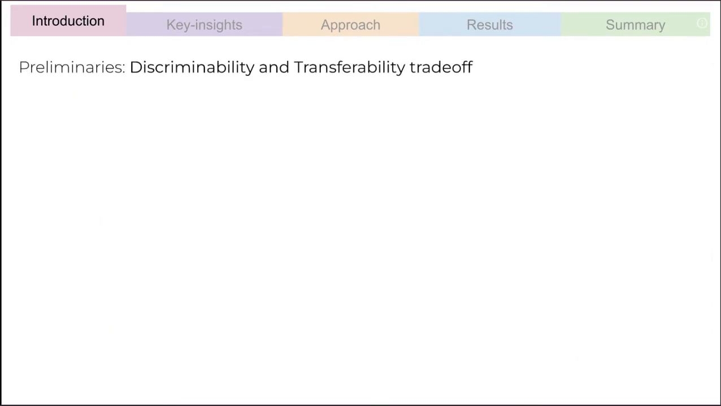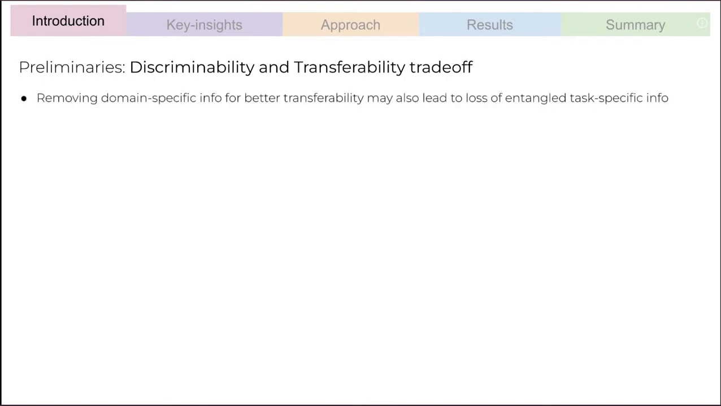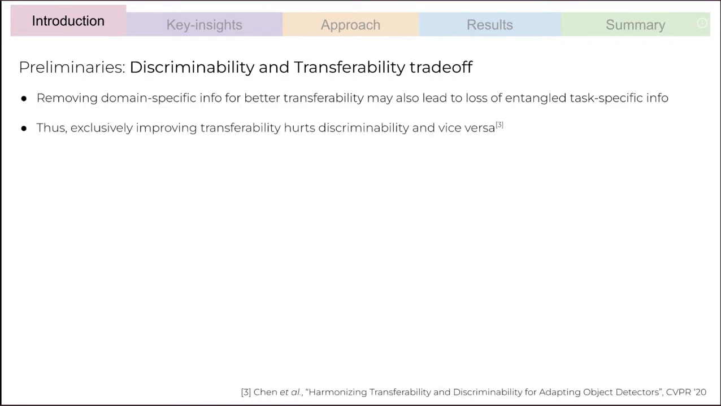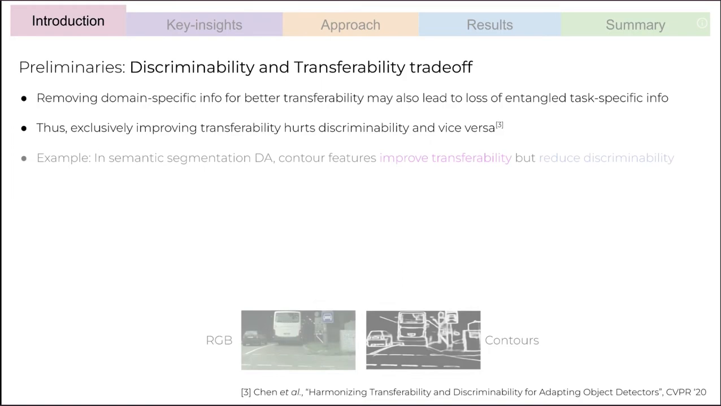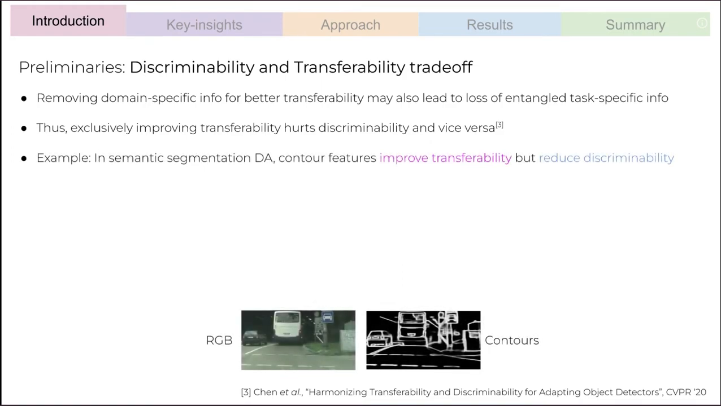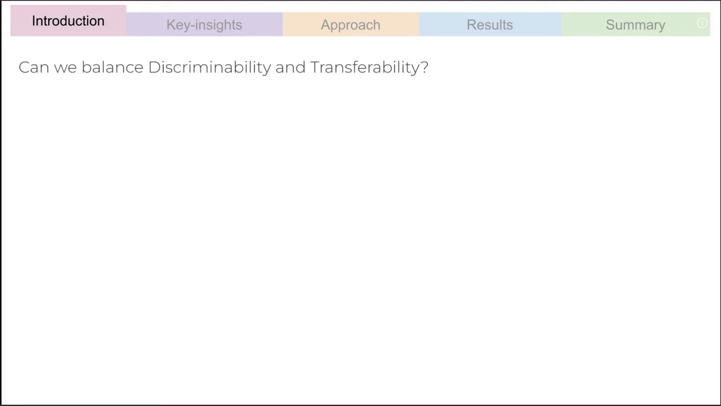Now we discuss the trade-off. Removing domain specificity for better transferability usually loses entangled task-specific information, which hurts discriminability. Thus, improving one hurts the other. For example, in segmentation DA, contours improve transferability but reduce discriminability as task-relevant color and texture are lost, which hurts adaptation. Now we ask, can we strike a balance between them?